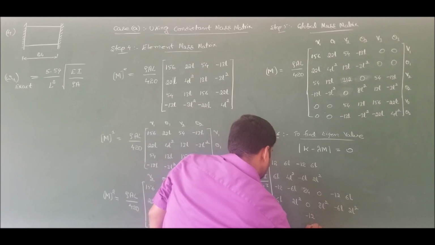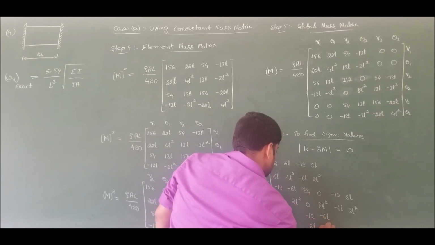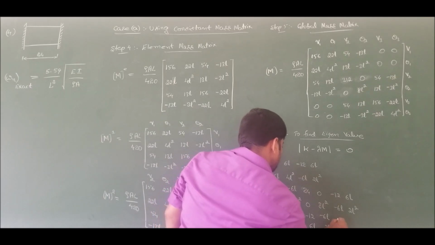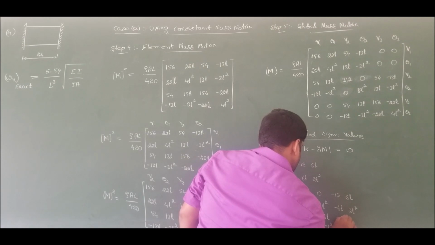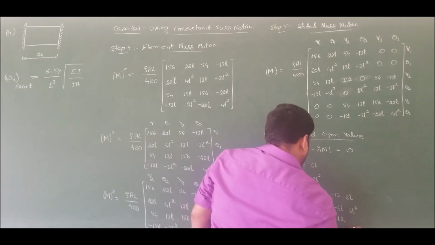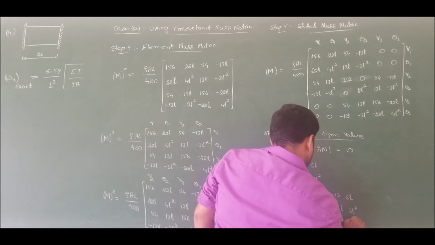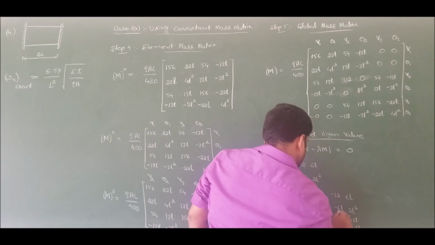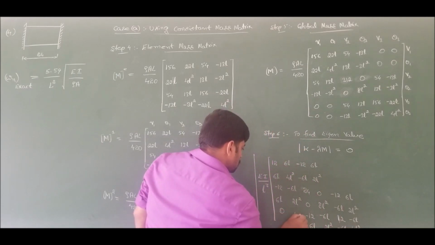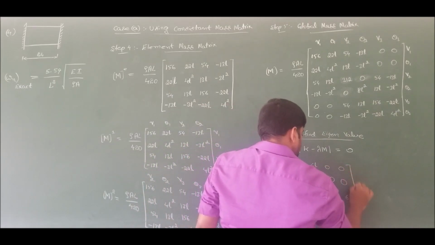minus 12, 6L minus 6L, 2L square, plus 12, 4L square minus 6L and minus 6L. So I have entered the global stiffness matrix using step number 3.